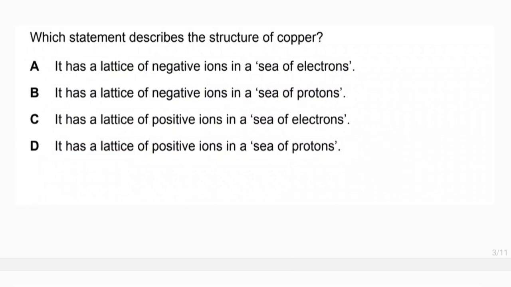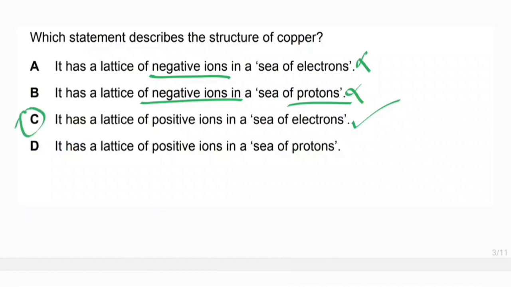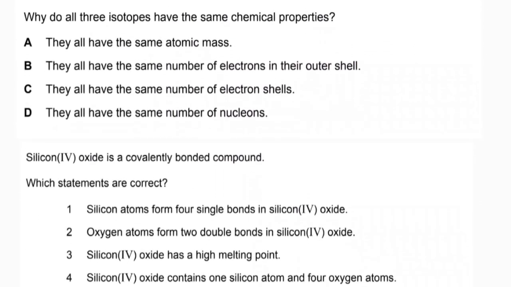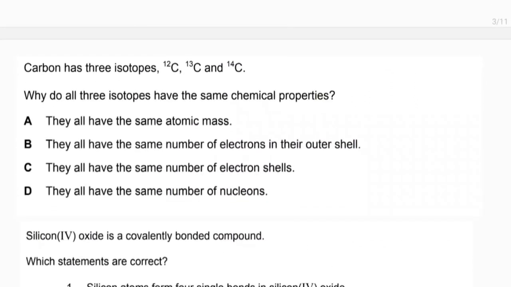It has a lattice of negative ions in a sea of electrons. Cannot be negative ions. It has a lattice of negative ions in a sea of protons. Again, no negative ions, and there is no sea of protons, so wrong. It has a lattice of positive ions in a sea of electrons, which is actually correct. It has a lattice of positive ions in a sea of protons. Impossible, right? Okay, so carbon has 3 isotopes.